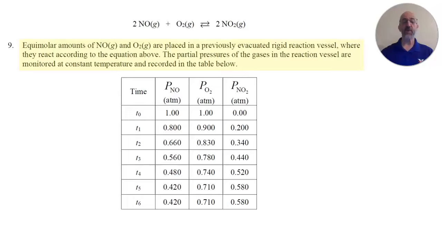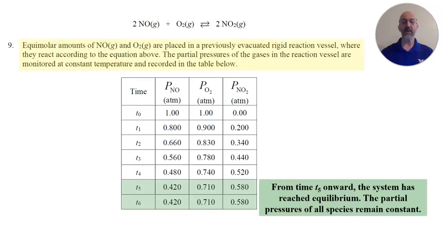Now, at what point during this experiment has the system reached a state of equilibrium? Well, that would be when the partial pressures of all three gases remain constant over time. If you look at the data in the table, you can see that from time T5 onward, the system has reached equilibrium. The partial pressures of all three species remain constant. And if we were to write the equilibrium constant expression in terms of partial pressure, so that is Kp as opposed to Kc, which would be concentration, the Kp expression would look like the following.